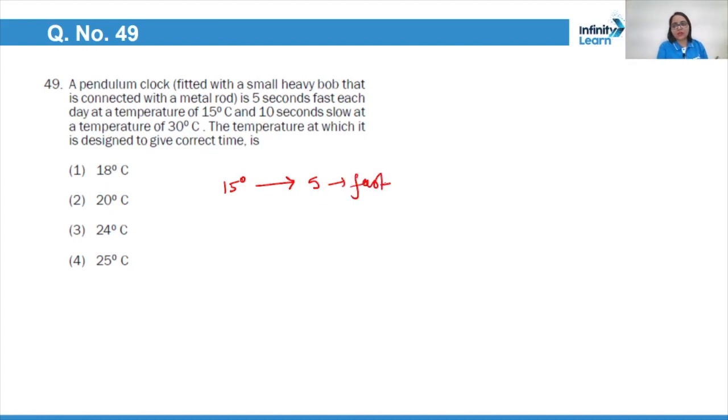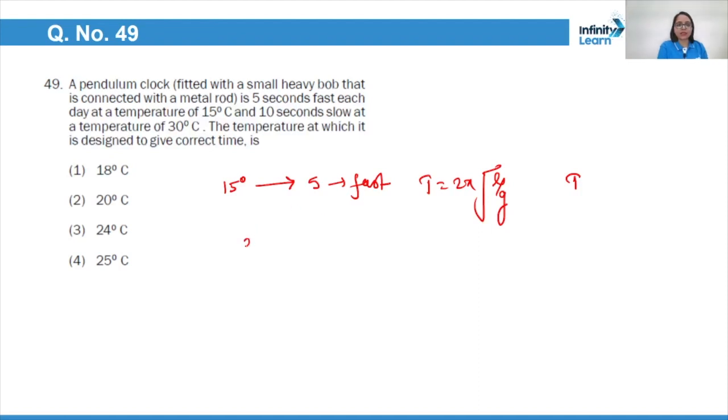It is 5 seconds fast, meaning the clock is running fast. That means its time period is less. Time period is 2 pi under root L upon g. If time period is less, that means length is decreasing by changing the temperature. So in the first case, actually the temperature of the pendulum is decreasing from, let's say, some temperature T to 15 degree.